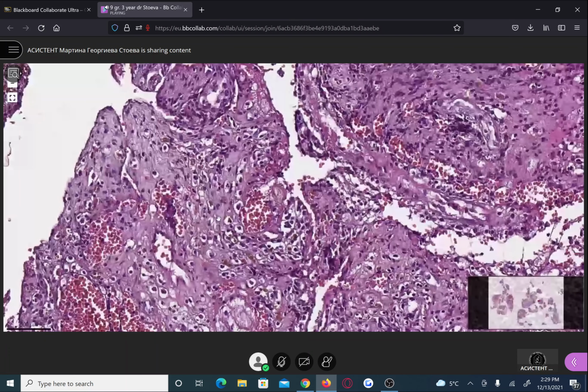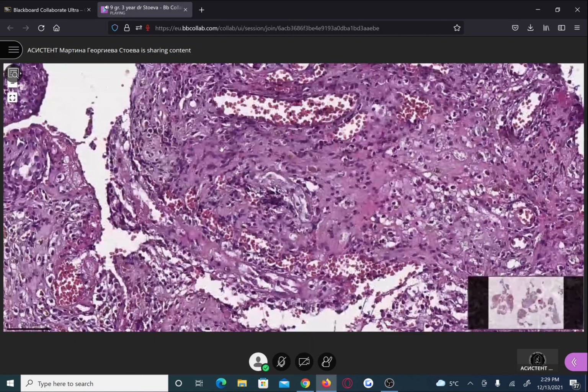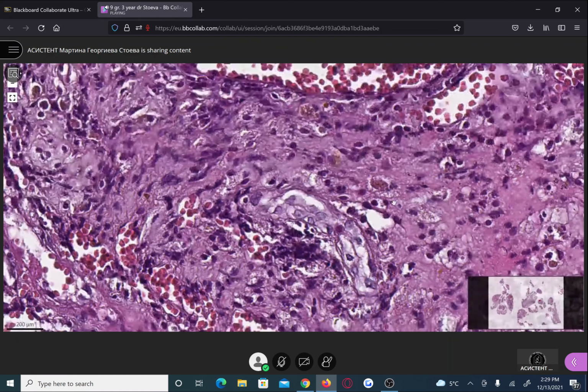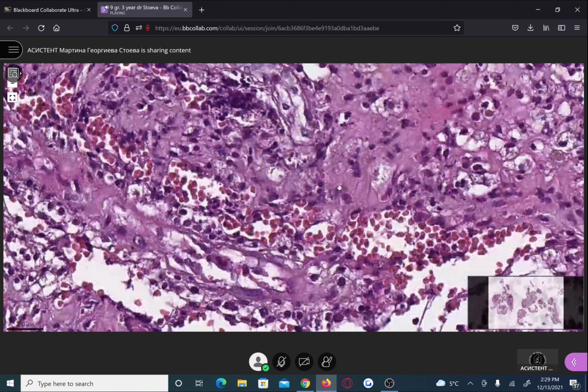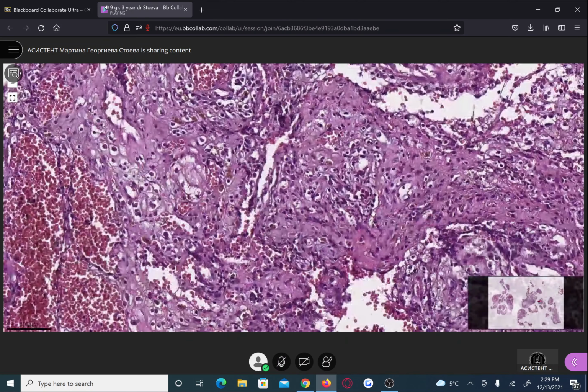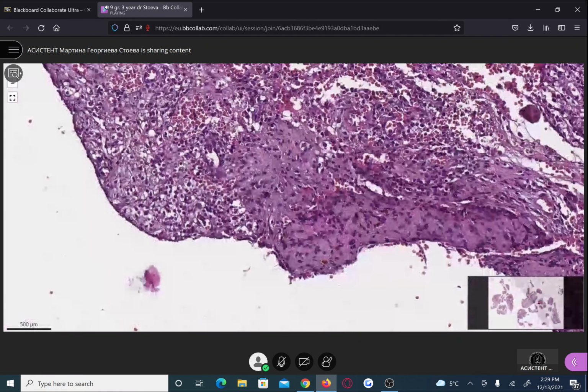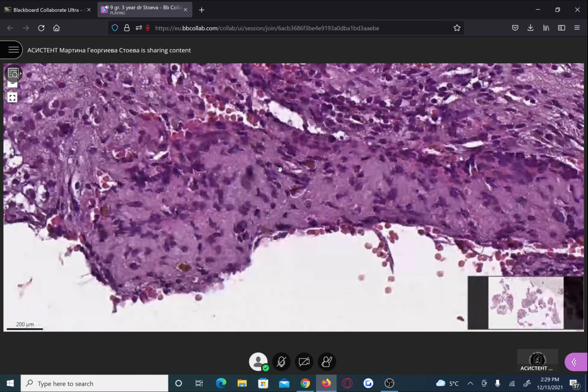Oh, here there are some. These cells, spindle-shaped cells with elongated nuclei. These are fibroblasts. Here again. Here again. Here too. These are fibroblasts.